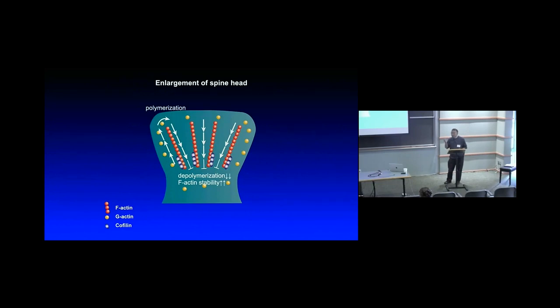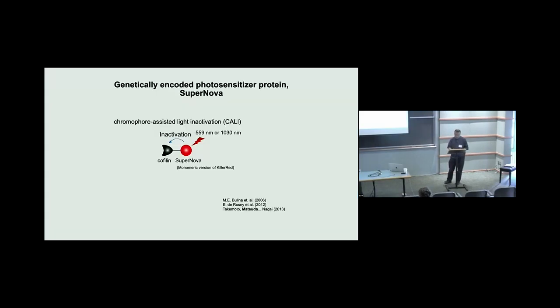If you want to demonstrate this view, we can destroy the structure. So how do we destroy the structure? We decided to use a protein called Supernova. This is a GFP family protein, but instead of emitting fluorescence upon illumination, it emits reactive oxygen. This reactive oxygen destroys the structure in the vicinity. So if you fuse Kavli with Supernova, you can specifically destroy, inactivate Kavli molecules.